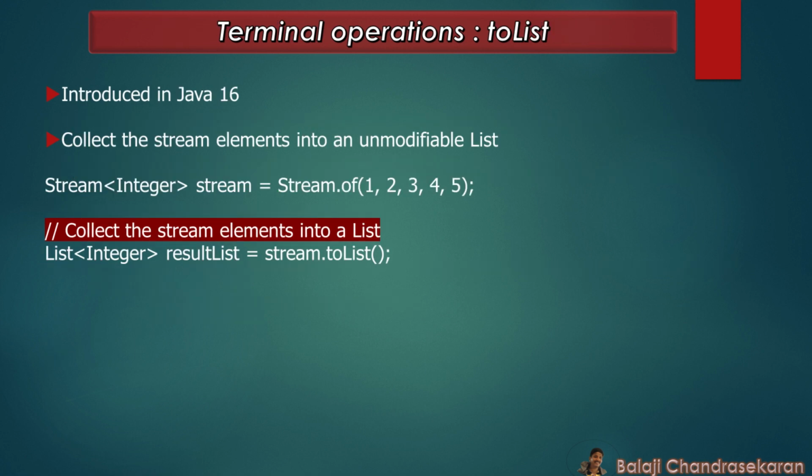In Java, the toList method in the Stream interface is a terminal operation that collects the elements of the stream into an unmodifiable list. In the given example, we have a stream of integers created using the Stream.of method. We call the toList method on the stream to collect its elements into a list. The elements are accumulated into a new unmodifiable list. Thus, the toList method in Java 16 provides a convenient way to collect the stream elements into a list.